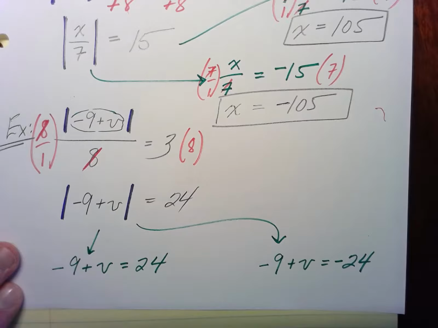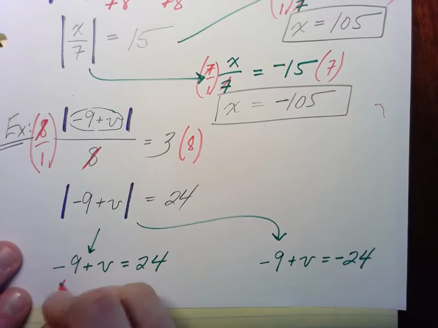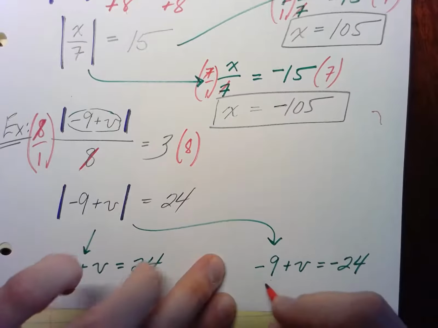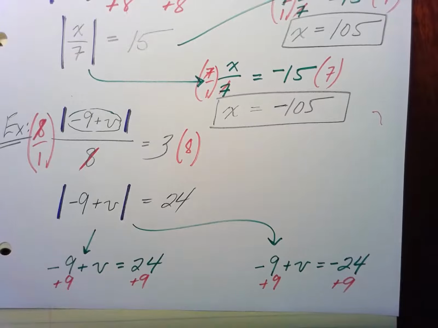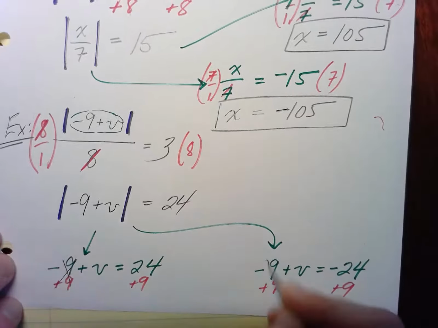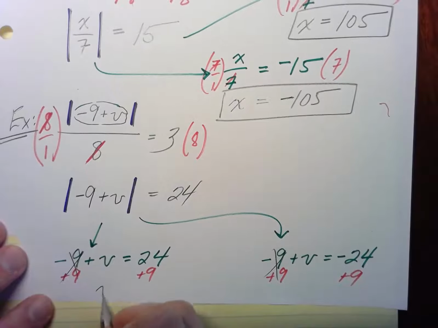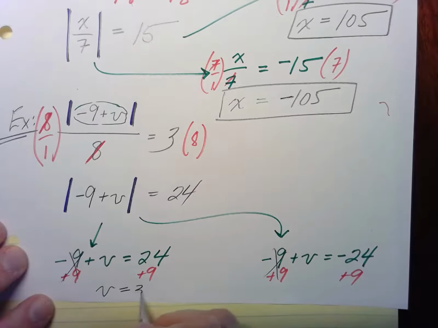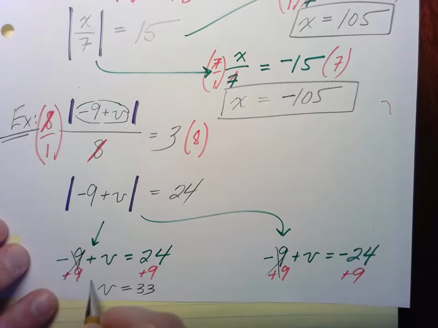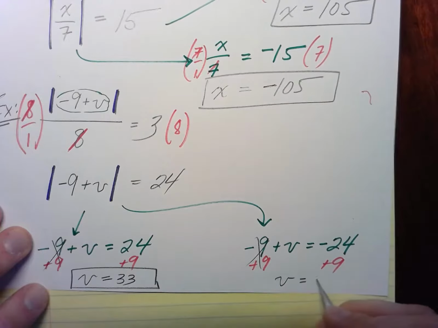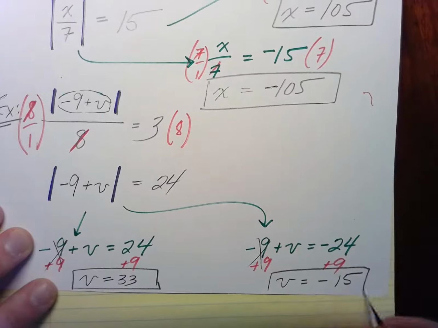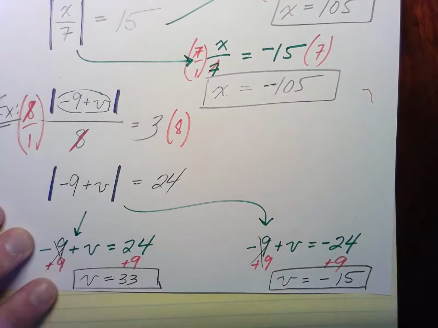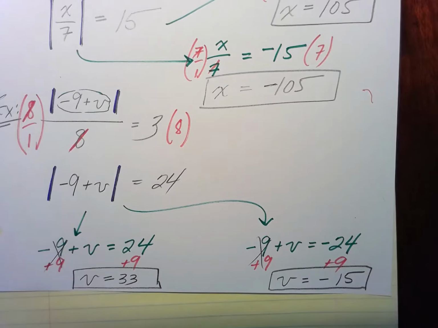Now I'm just going to add 9 and add 9. Of course, I'm going to do the same steps over here, but I'll end up with a different result because I'm starting with a different equation. So here I have v equals, what is that going to be? 33. And here, v is going to equal negative 15.